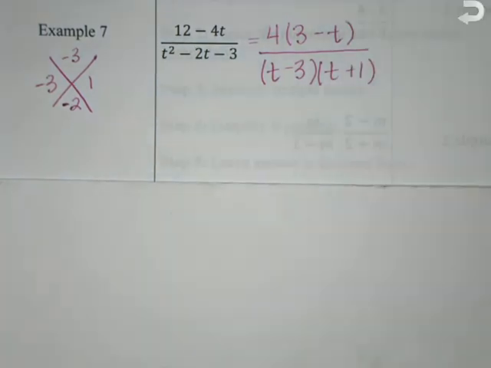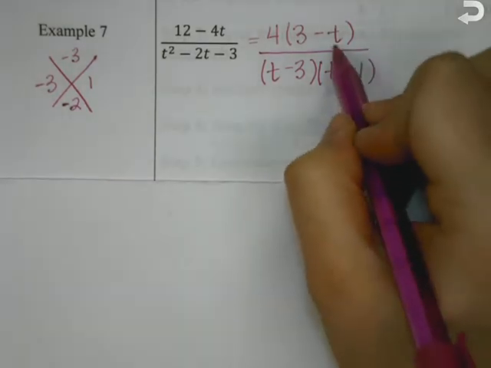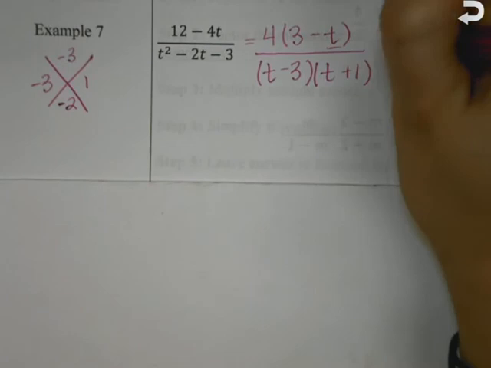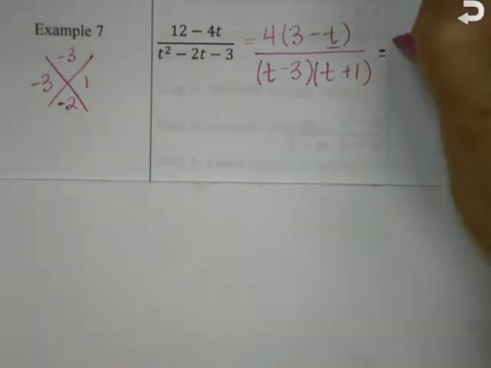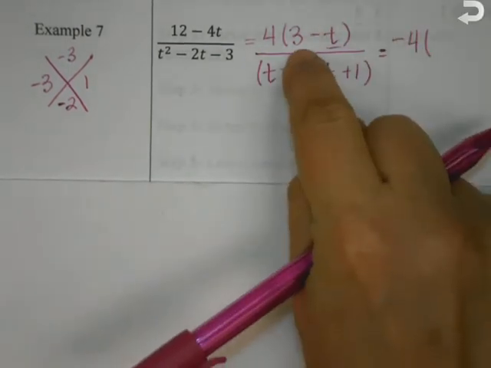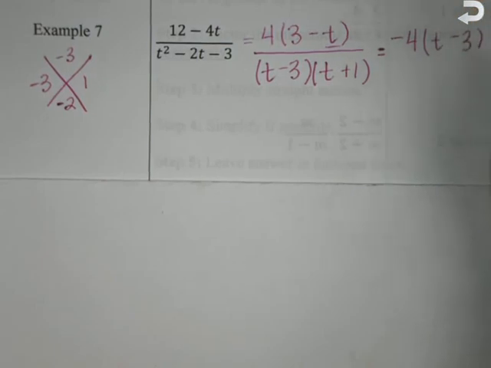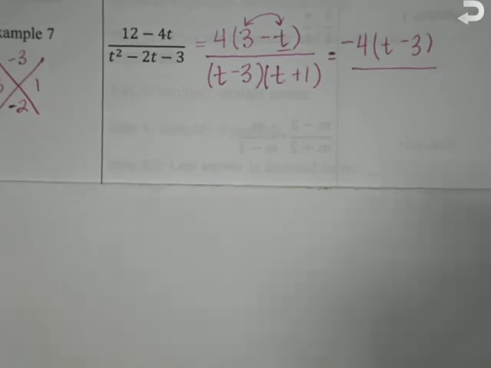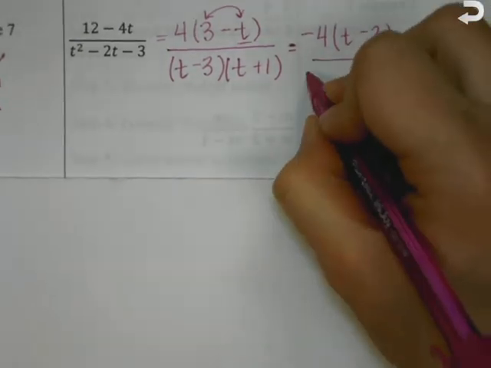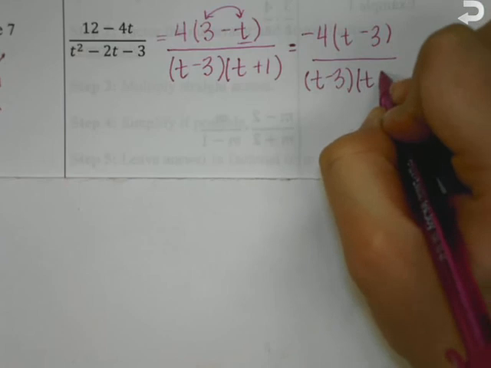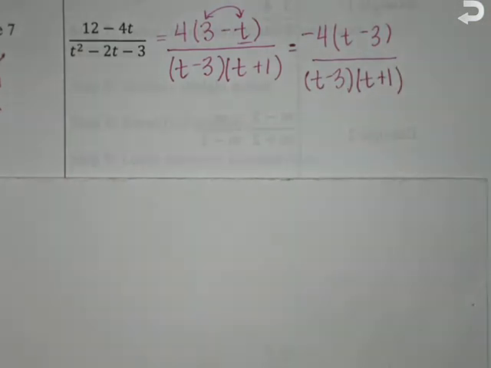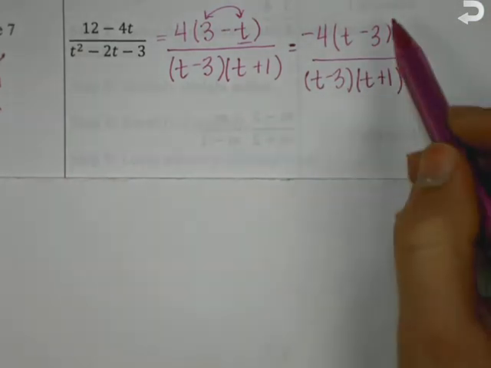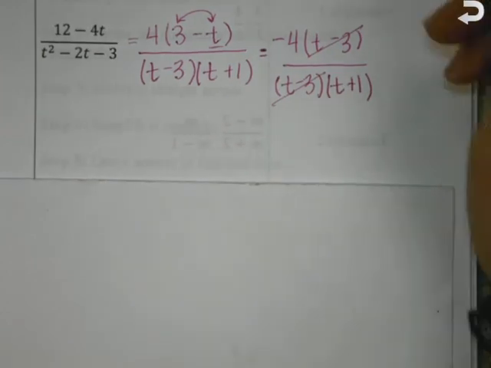Now what do you see? The opposite. So let's do it with the numerator. So I need to factor out a negative 1, so that's going to turn 4 into negative 4. And this changes to t minus 3, so we can flip them. So that's going to give me negative 4 times t minus 3 over t minus 3 times t plus 1. And then what can I do? Cancel the t minus 3's. So that's going to leave me with negative 4 over t plus 1.